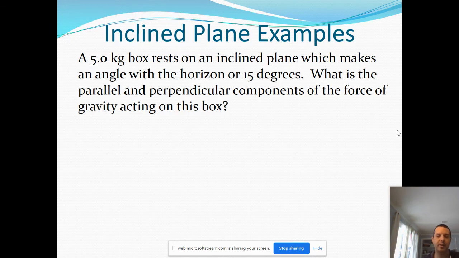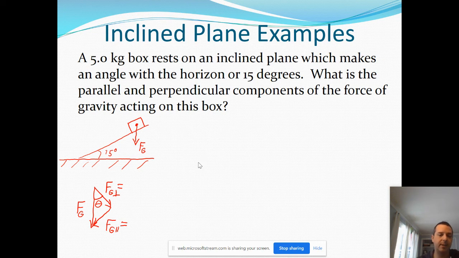If we have a 5-kilogram box that rests on an incline, which makes an angle with the horizon of 15 degrees, we want to know what the parallel and perpendicular components of this force of gravity acting on the box are. So we have to do a couple things here. First, we have to find the weight of the box in newtons. To do that, we're just going to take the mass of the box and multiply it by 9.81. Once we have the weight, we're going to split that force of gravity into two components.